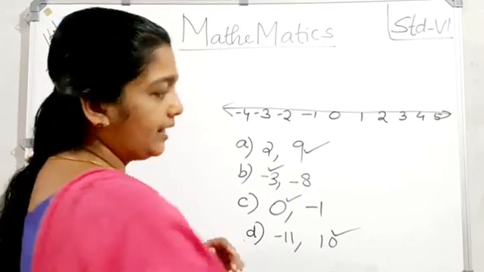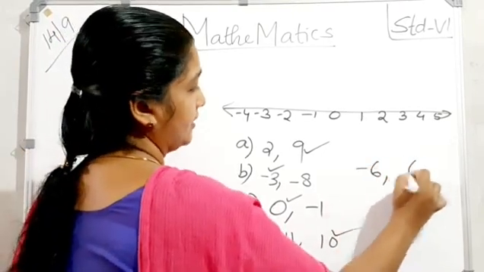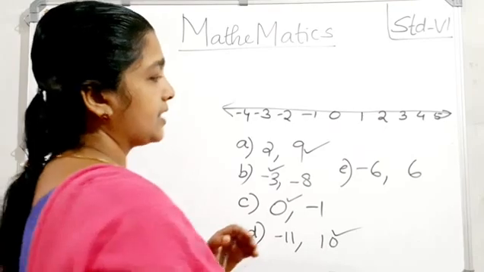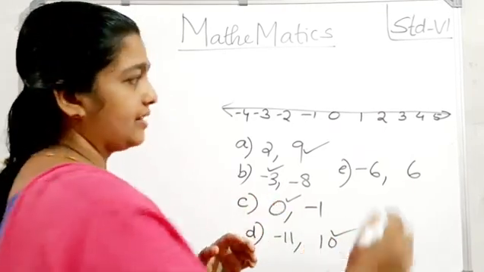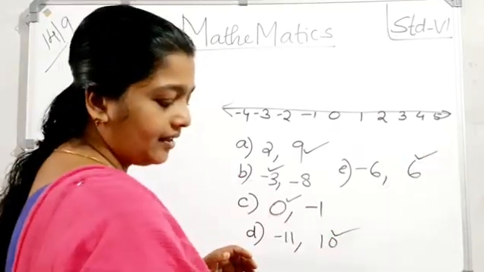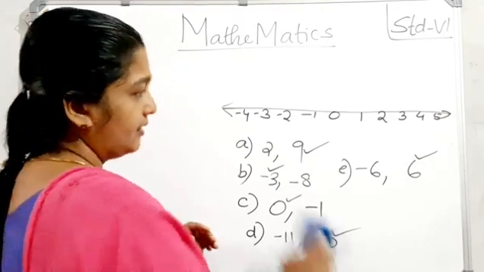Next, minus 6 and plus 6. Minus 6, 6. Which number is on the right side? Yes. 6 is on the right side. Understand? Yes. Then, next question.